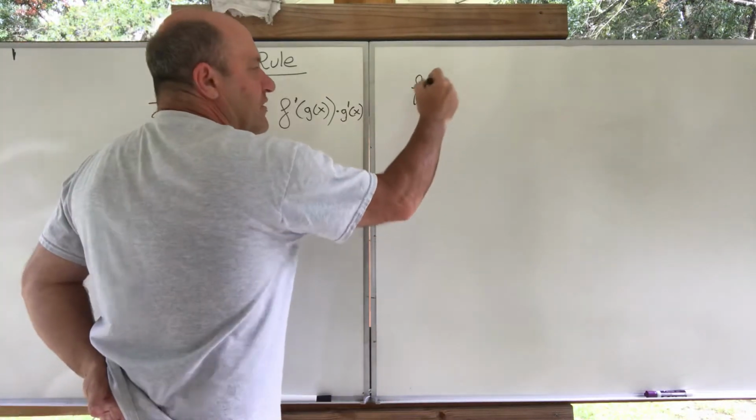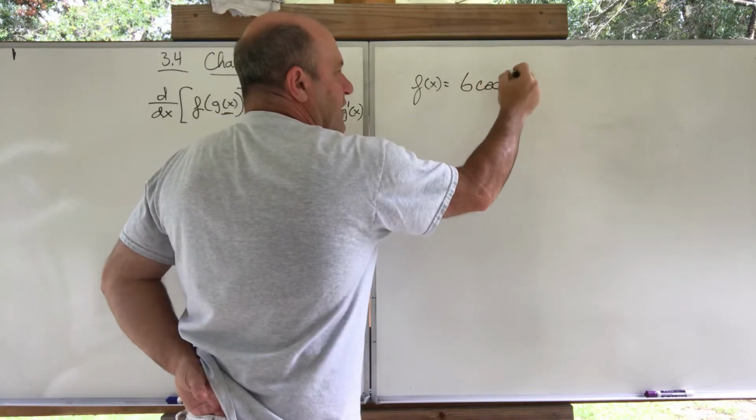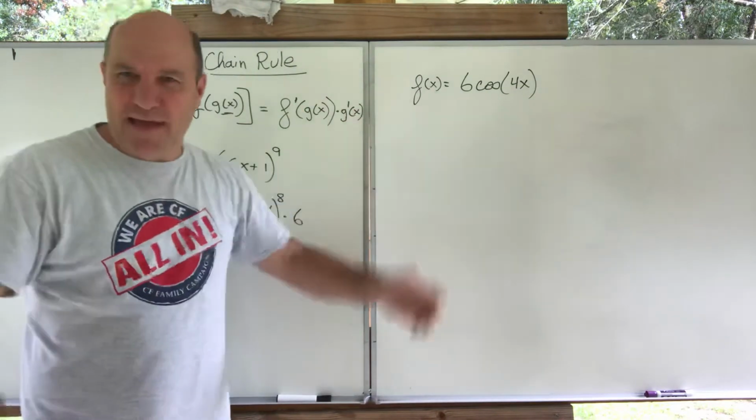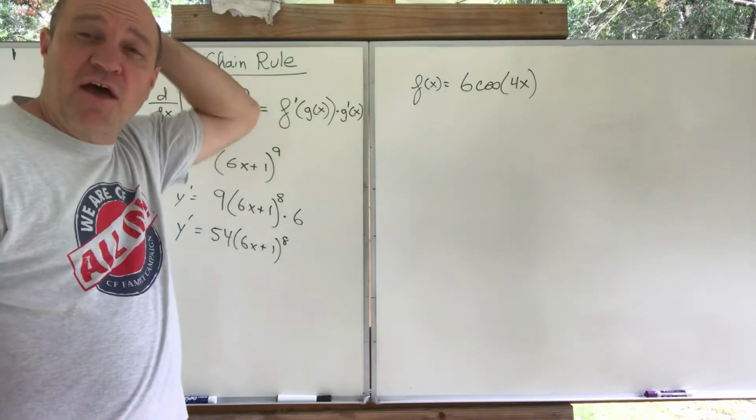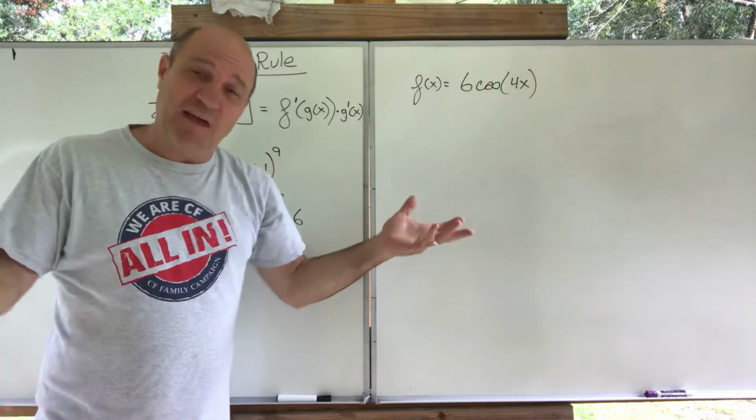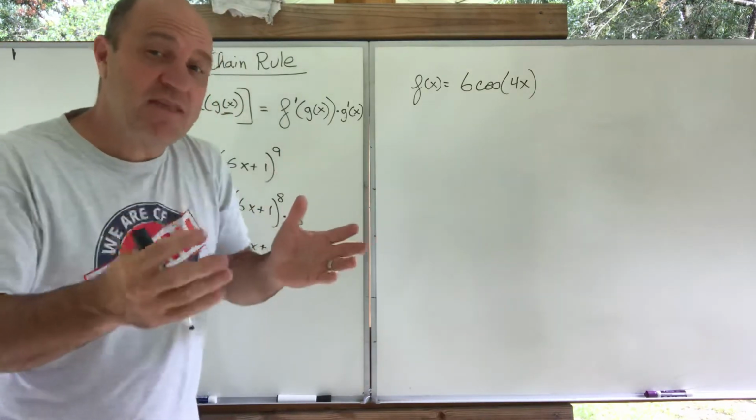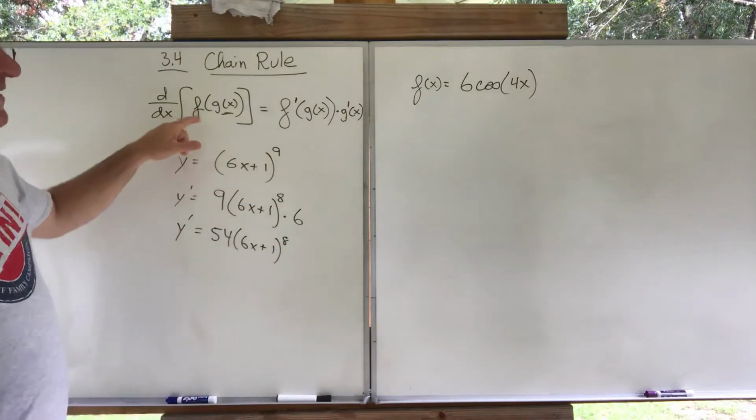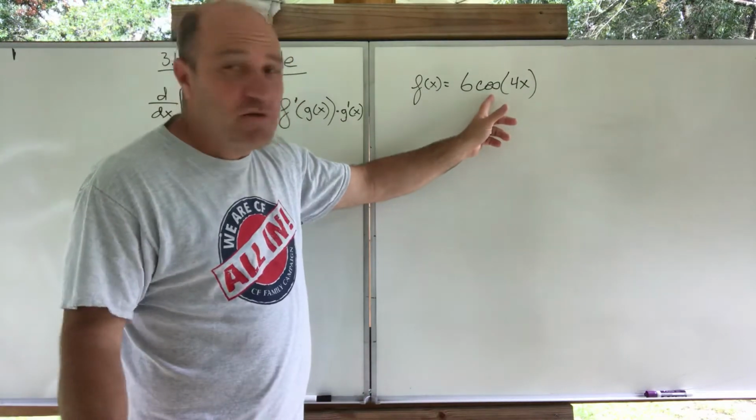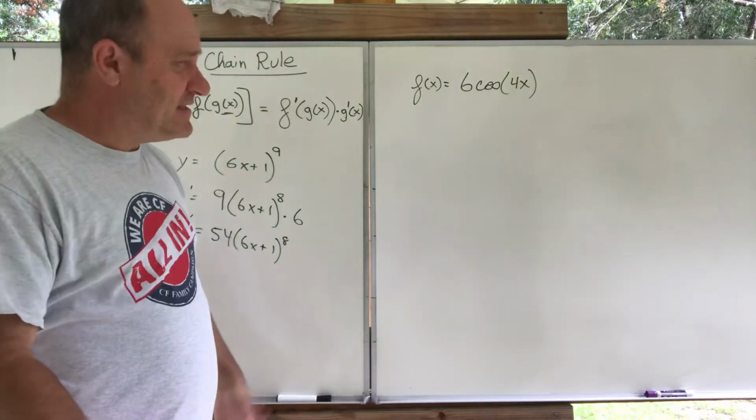If I have, I'll call this f of x, 6 cosine of 4x. So this is interesting. We've never done any like this. We've done cosine. Everybody knows how to do the derivative of cosine of x. The derivative of cosine of x is negative sine x. Got that memorized. But when there's something within the cosine function, the cosine function has a little function inside it called 4x. So this is definitely a chain rule situation. It's easy though. Here we go.